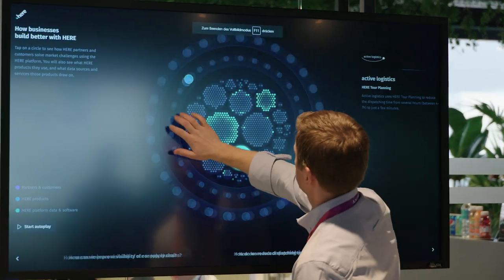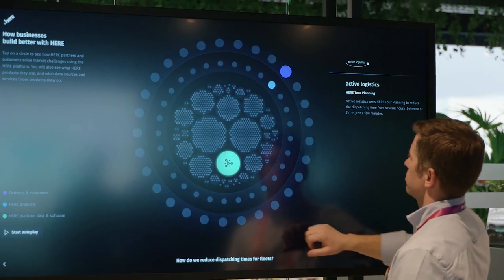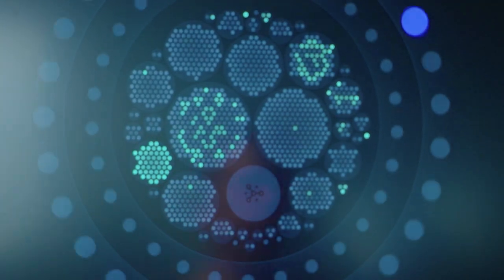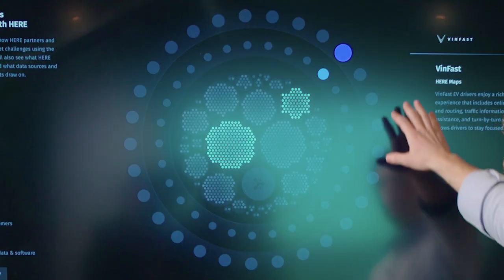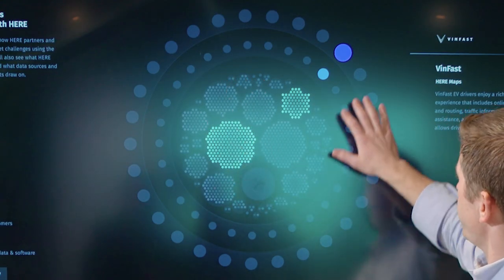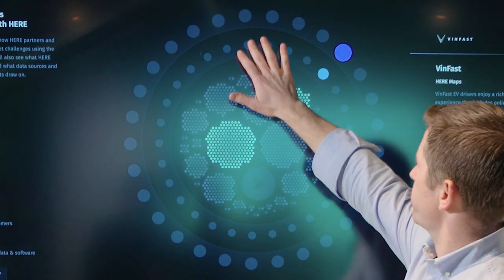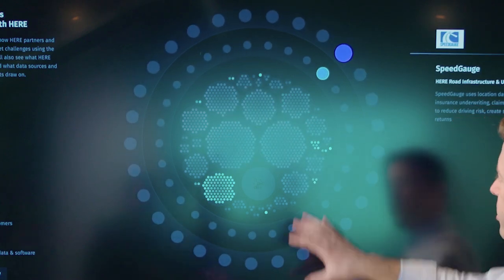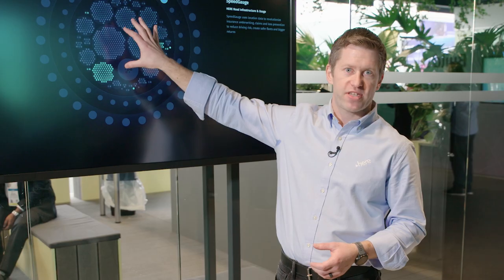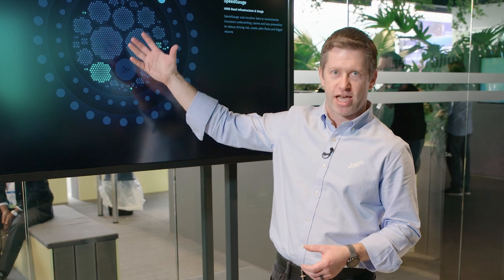So this demo actually showcases how Here customers and partners are solving real-world problems with the Here platform. The outer ring depicts some of our partners, the inner ring depicts some of the solutions that they're using, and then the center cluster depicts the types of data that they're using and ingesting to bring that to life.